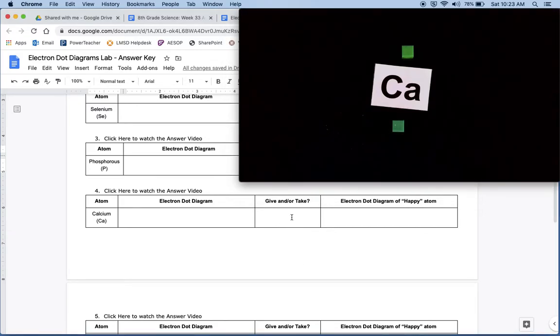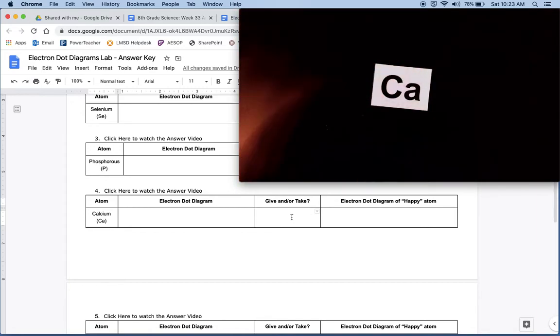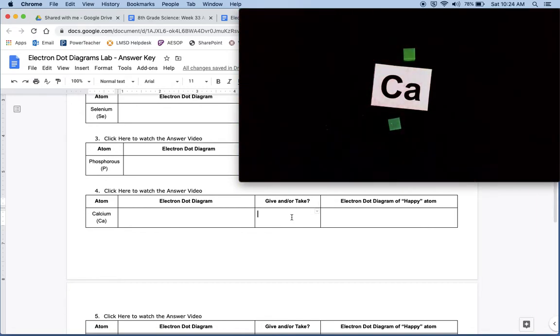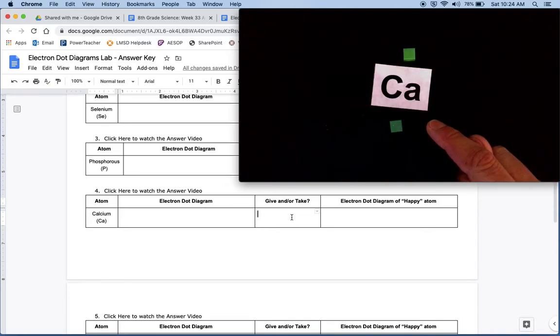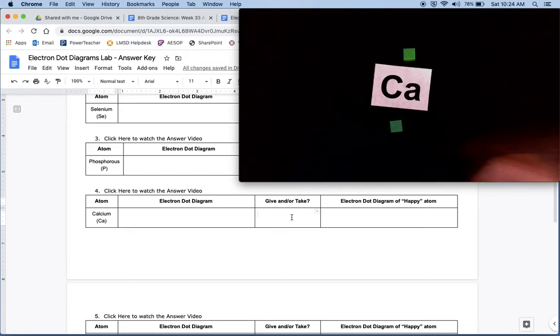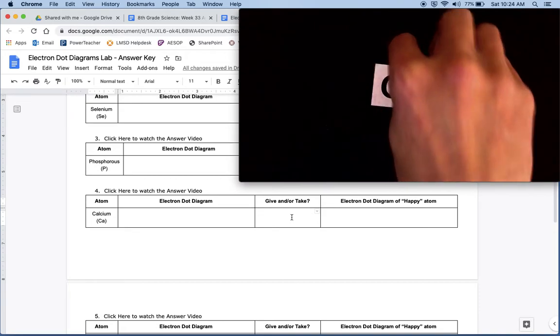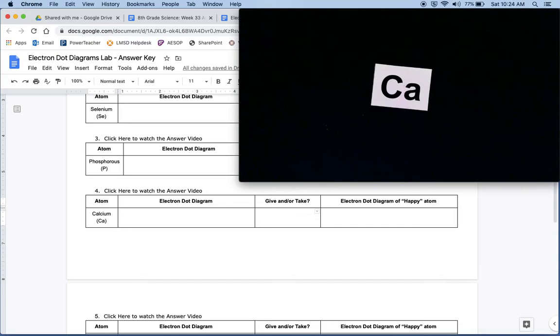All right, the next one is: is it a giver or a taker of electrons? Okay, remember 0 or 8. That's the number that we're trying to get to. So we have to ask ourselves, in order to get to 0, what is calcium going to do? It's going to give away its 2 electrons. Or the other option is to get to 8, where now calcium has to get 6 more electrons around it to get there. What's going to be the easier way? Just to lose its 2 electrons. So it's going to be a giver of electrons, calcium is.